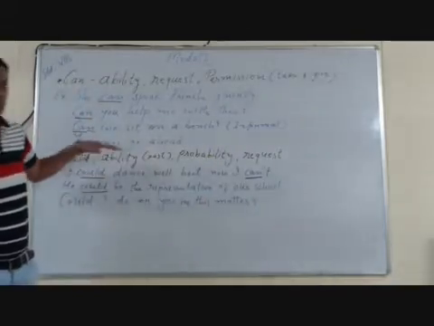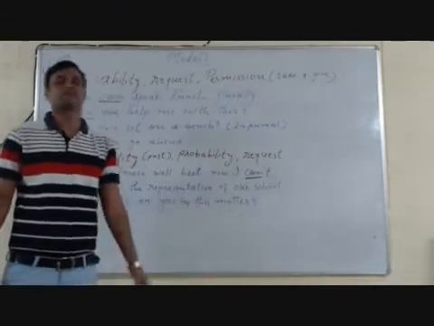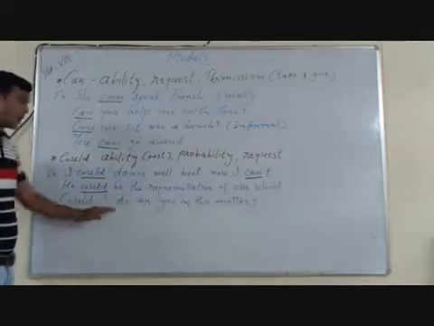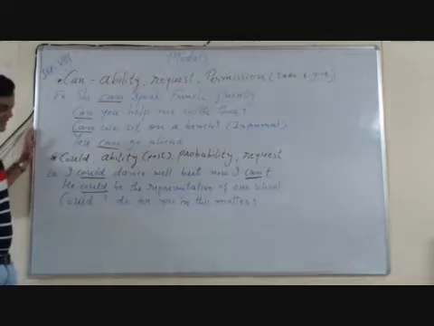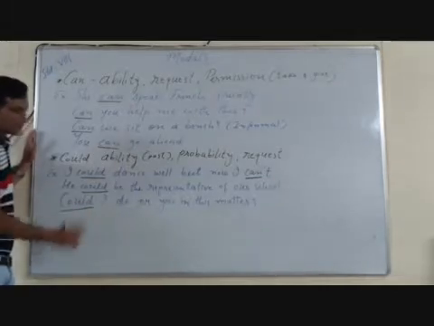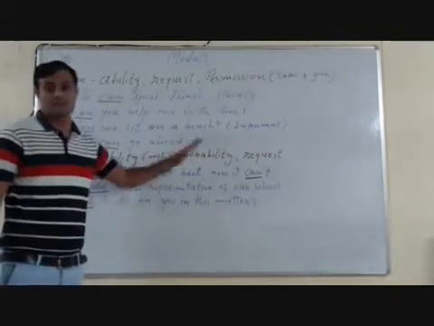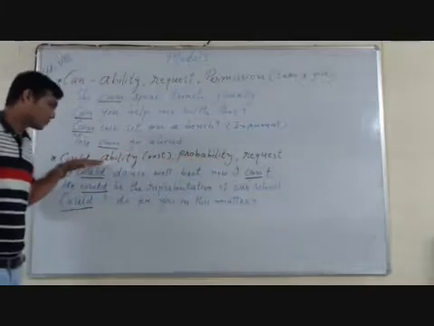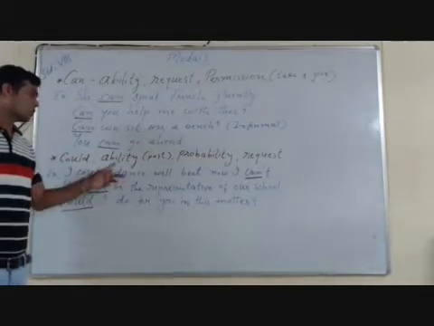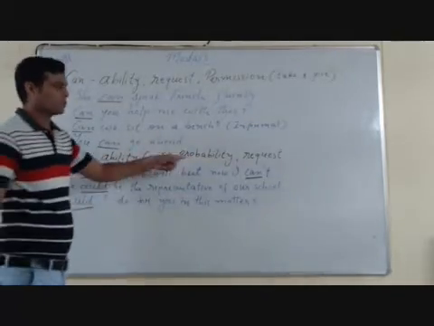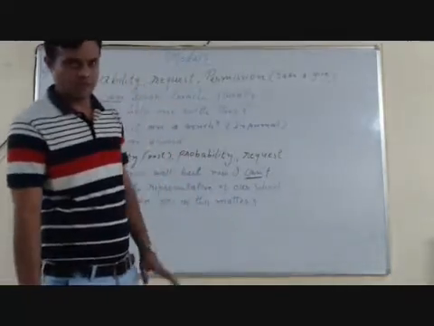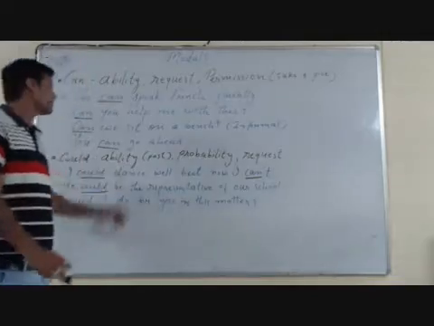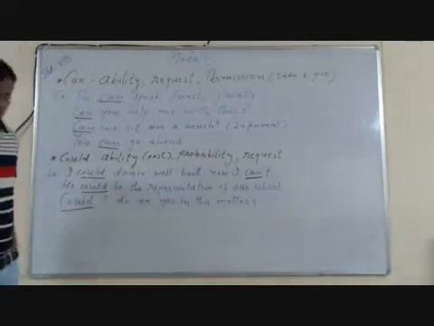And the third use of could is to make a request. Could I do something for you in this matter? So to make a request, we can use could. So three uses of could: ability in the past, to show probability, and to make a request. This is about two models, can and could.